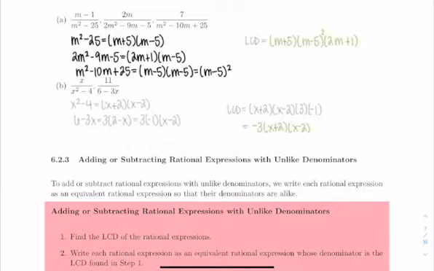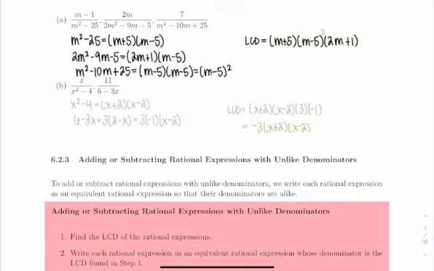So each factor that's unique has to be listed in the LCD. Looking at the first one, m squared minus 25, that means we need to include m plus 5 and m minus 5. In the next one, 2m plus 1 and m minus 5, we need to include 2m plus 1. And we already have m minus 5, so we don't have to write it twice. And then in the last one, we have m minus 5, which is already there.